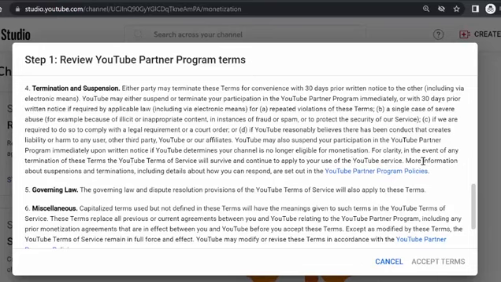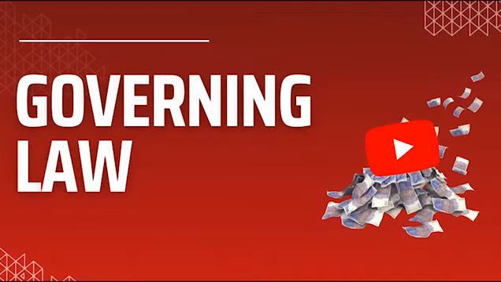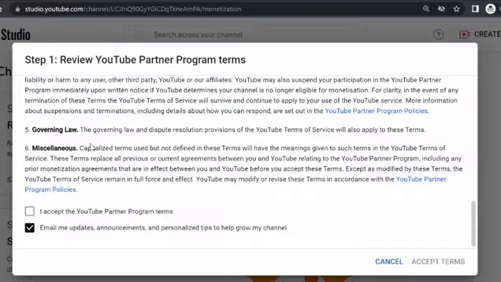For clarity, in the event of any termination of these terms, the YouTube Terms of Service will survive and continue to apply to your use of the YouTube service. More information about suspensions and terminations, including details about how you can respond, are set out in the YouTube Partner Program policies. Governing law. The governing law and dispute resolution provision of the YouTube Terms of Service will also apply to these terms.